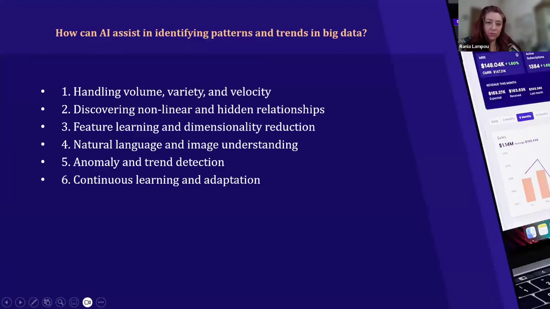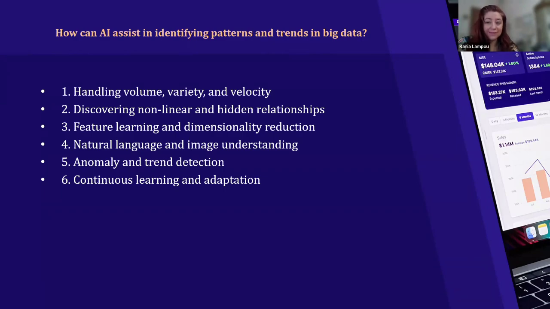AI can assist also in identifying patterns and trends in big data that traditional methods may miss. Because it enhances pattern detection by handling volume, variety, and velocity. We can integrate multiple data types. We can adapt to real time or streaming data, something that traditional methods struggle with. We can discover nonlinear hidden relationships because traditional statistics often rely on linear assumptions.